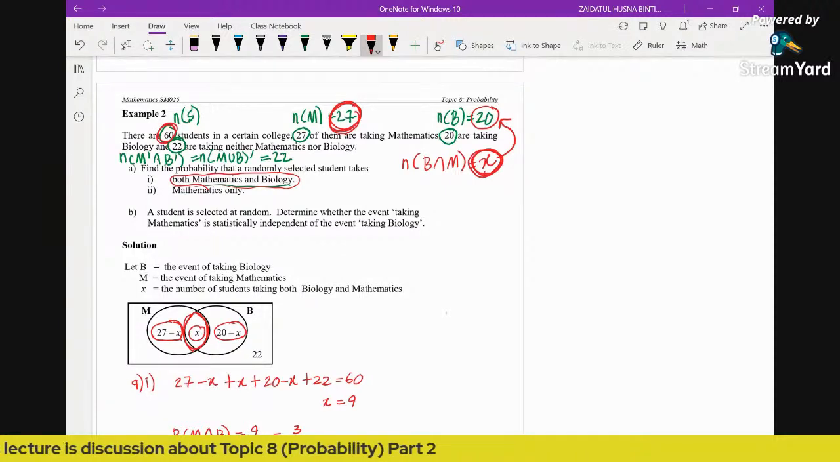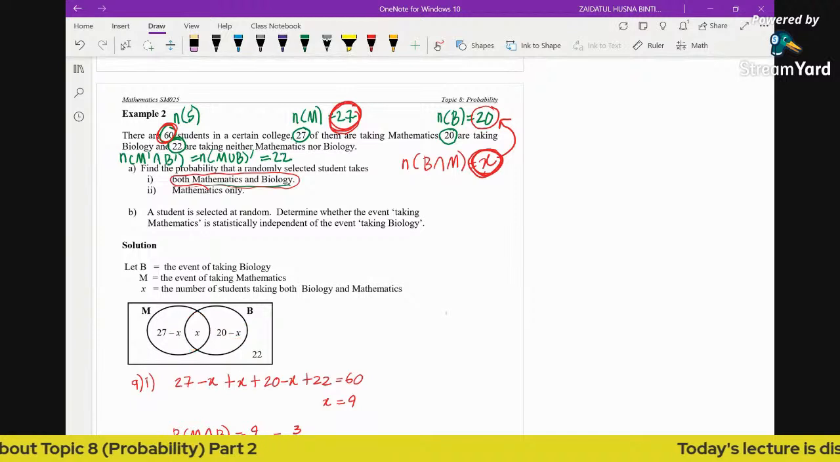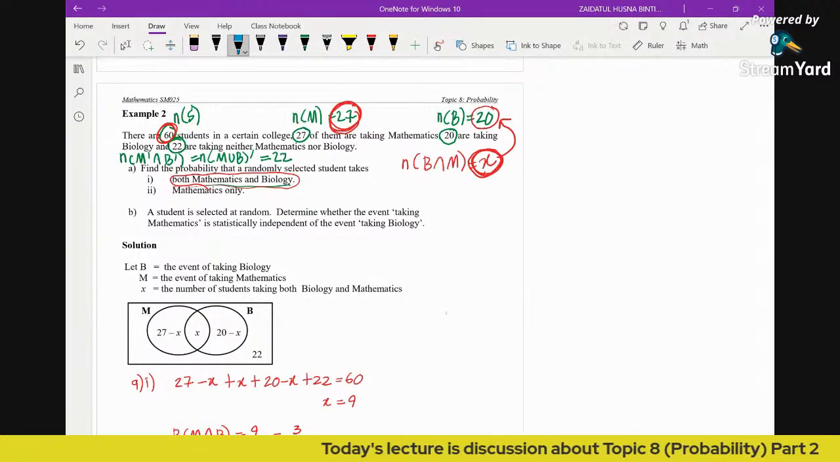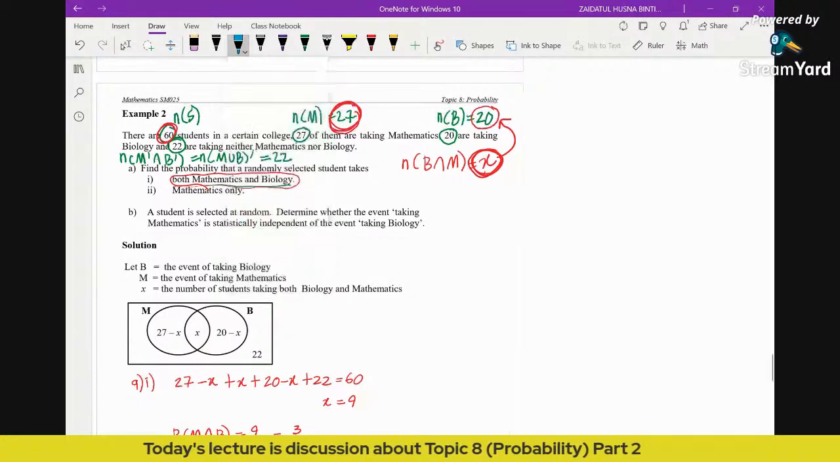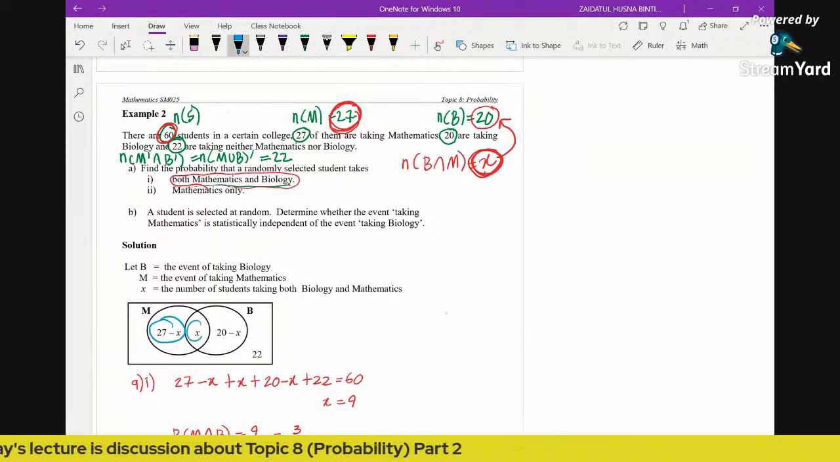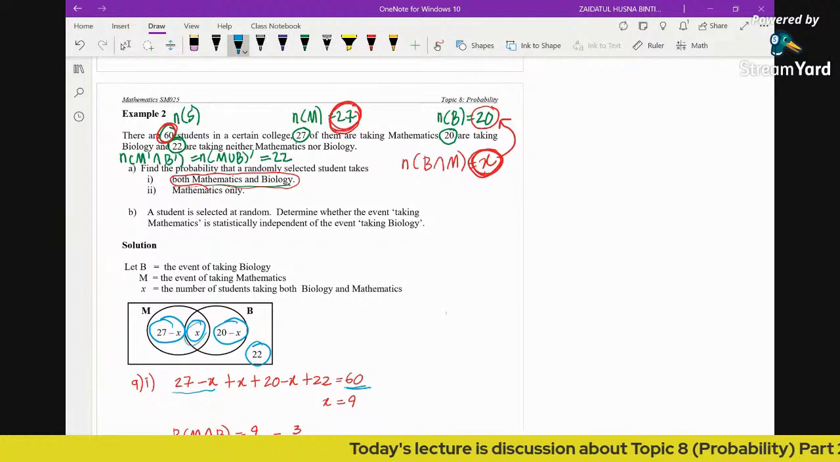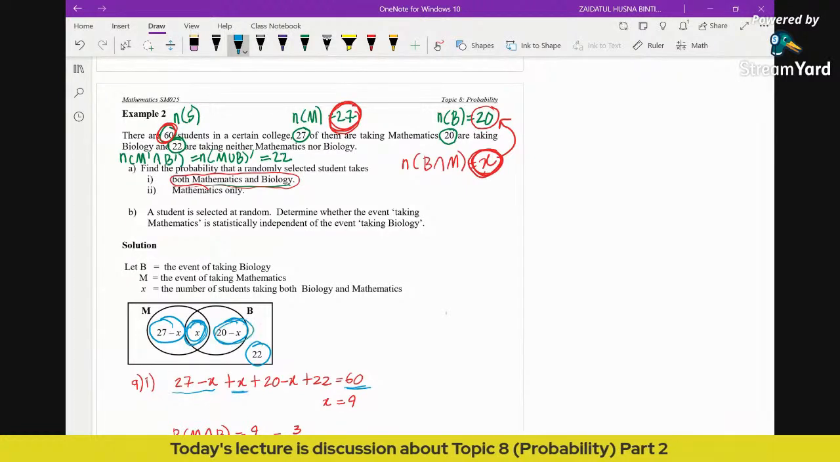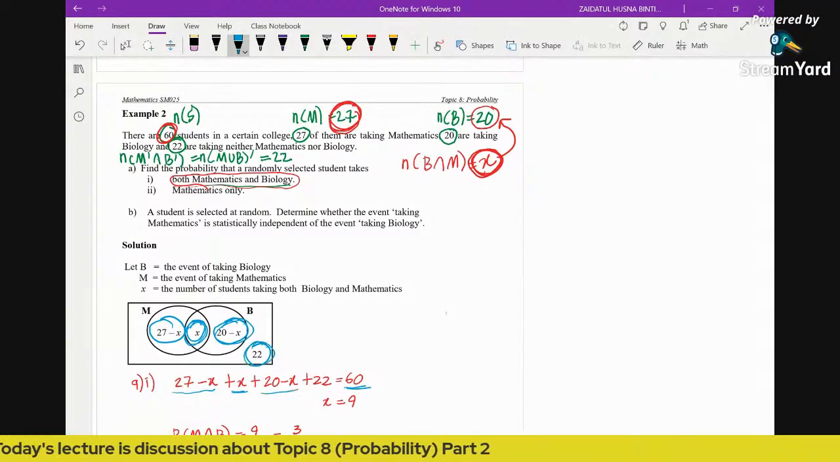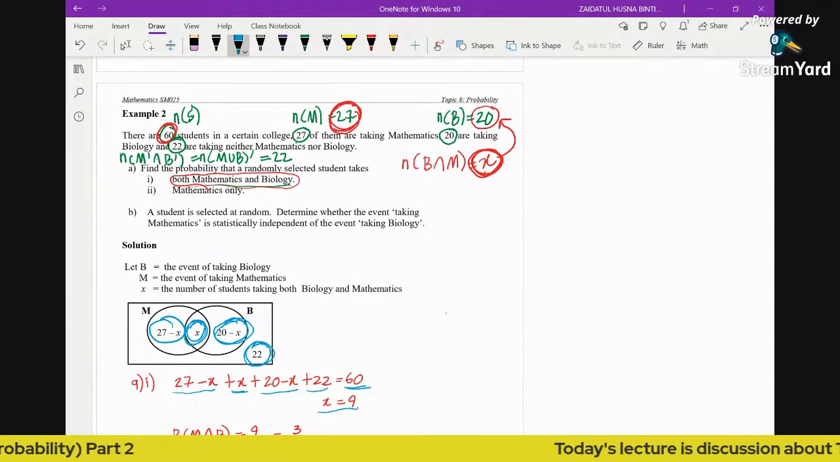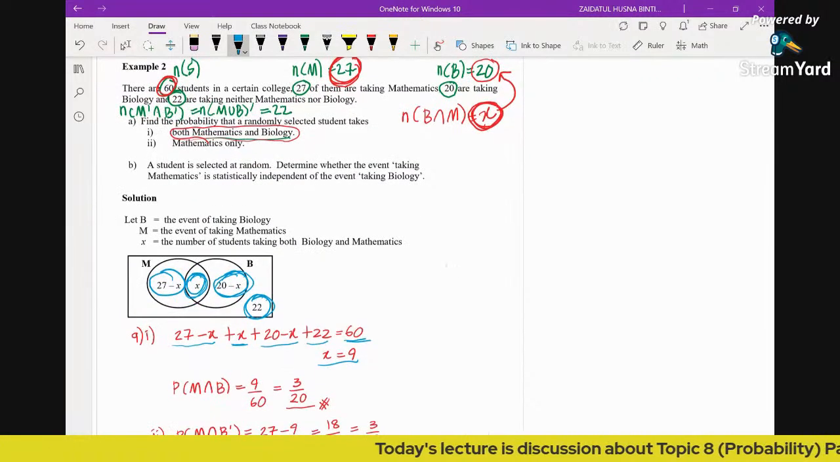Okay, so we know that the sum of this, which means this one, the sum of this, 27 minus X, 27 minus X plus the intersection X plus 20 minus X plus 22, will give you 60. So you just find the sum: 27 minus X plus X plus 20 minus X plus 22 equals 60. And you just write down X as the subject. So X equals 9. So now we know there are 9 students taking both mathematics and biology.